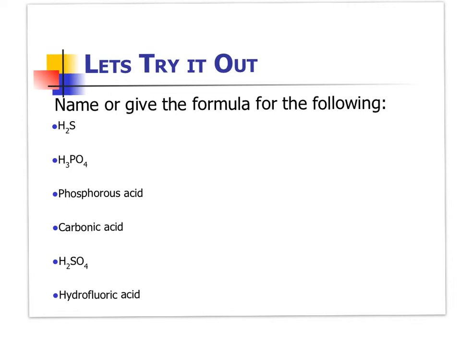H2S. Is there an oxygen present? Nope. Because there's no oxygen present, we call it hydrosulfuric acid. Well, I did not write that very well. So we have that first one. Now, do not confuse hydrosulfuric acid with another very nasty acid, sulfuric acid.